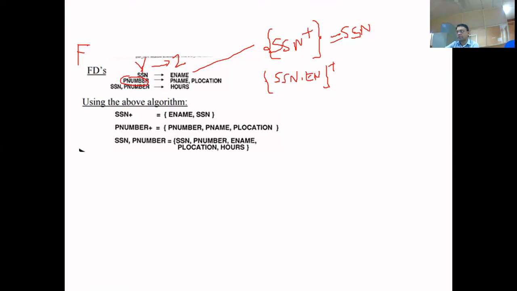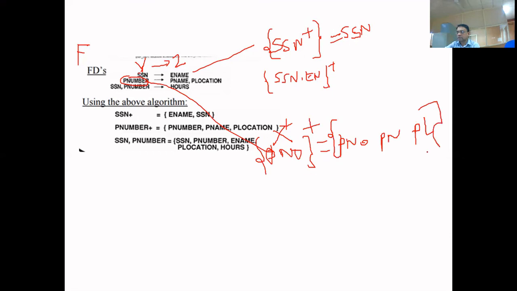Next attribute is project number. Project number plus. Consider the first functional dependency, SSN determines E name. Y determines Z. Y is not a subset of X plus, so leave out the first functional dependency. Second one, project number determines project name and project location. Y is a subset of X plus, so add. X plus becomes project number, project name, project location. This is my new X plus. Project number plus is equal to project number, project name, project location.